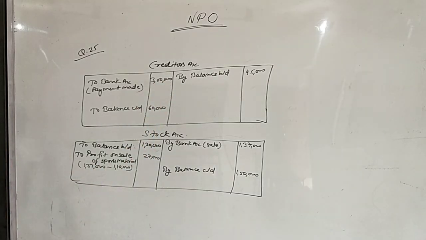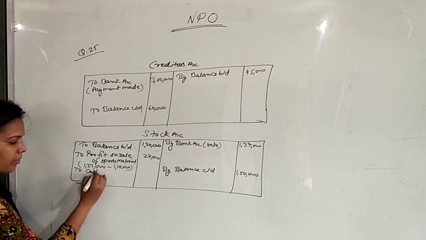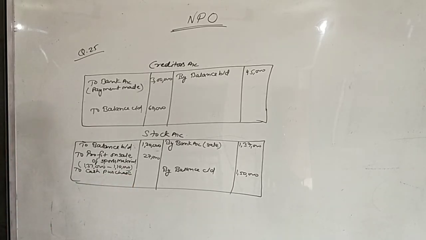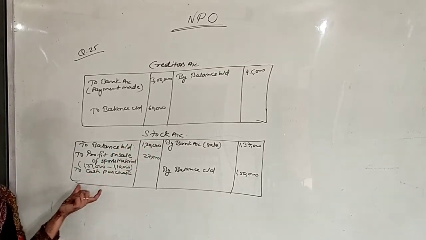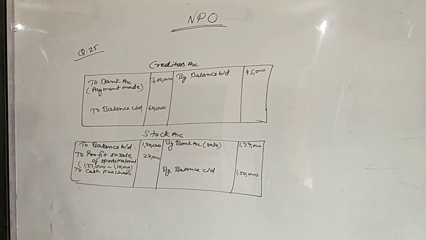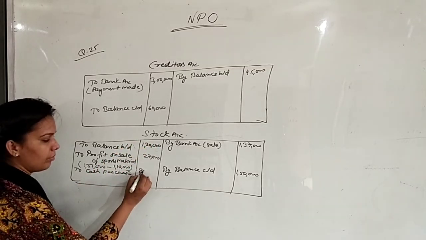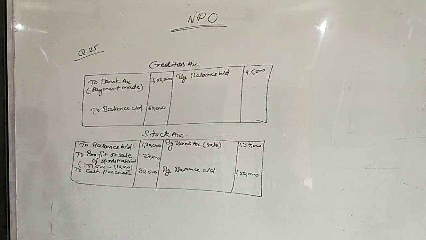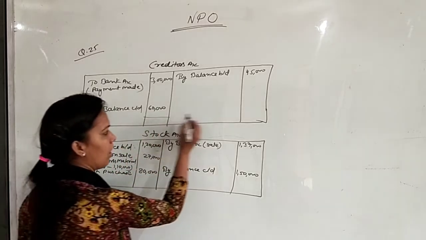Next point, by cash purchase of sports material. You are purchasing for cash. So if you are purchasing your sports material for cash, it will be written on the debit side to cash purchase, because the entry will be stock account debit to cash account. This is 80,000, your cash purchase. Okay, so all the information is completed. Now just close both the accounts.